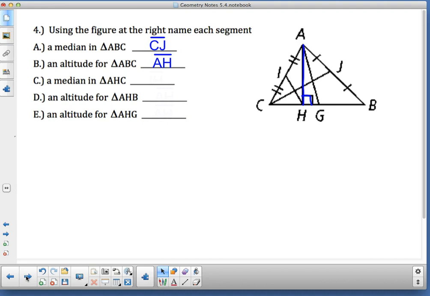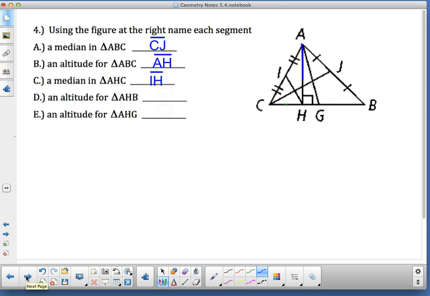Okay, a median in triangle AHC. Maybe it'll help if I go AHC just like that. I need a median. It goes from a midpoint. Hey, a midpoint, shooting down. Hey, do you see IH? Okay, and you could also flip it around, HI. So I'm going to erase our little playground there. And now an altitude for triangle AHB.